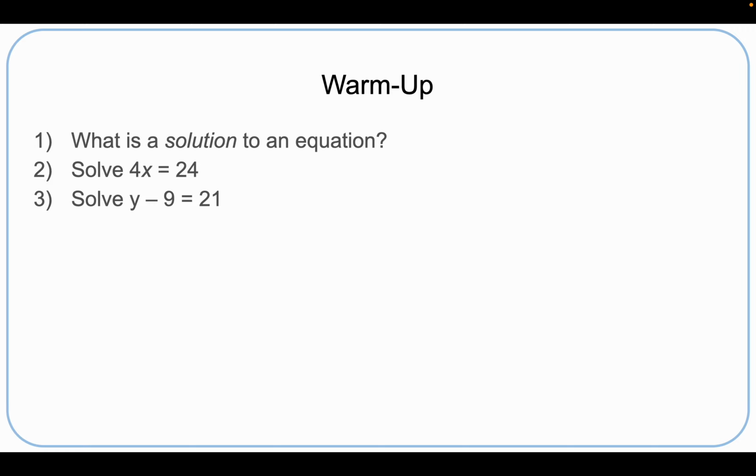Number two, solve 4x equals 24. So in this case, we are saying 4 times a number equals 24. So obviously x here is going to equal 6. And number three, solve y minus 9 equals 21. In this case, y is going to equal 30 because 30 minus 9 is 21.